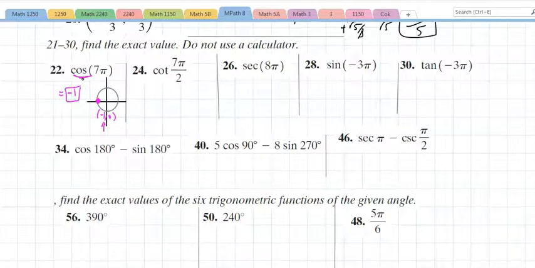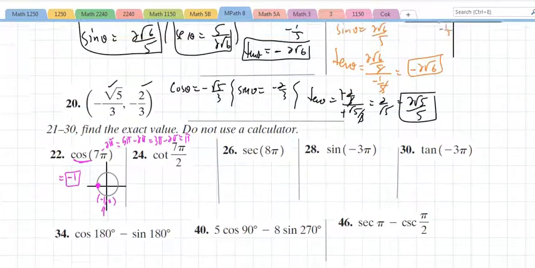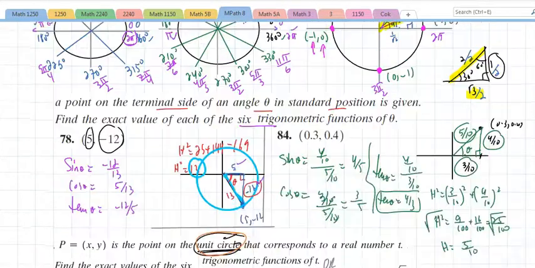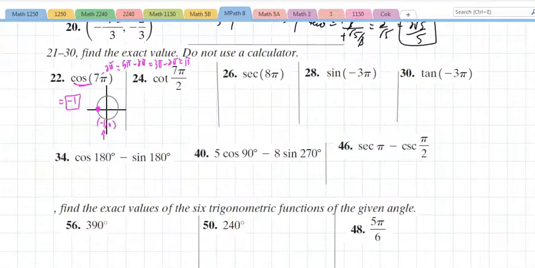Another way of doing this is for you to say, you know what? This is too big. I could add or subtract 2 pi to it. That's 5 pi. That's still too big. Take another 2 pi. That's 3 pi. That's still too big. Another 2 pi, that's pi. So, I can take any angle and fit it into one of these. Pi is right there. Cosine is negative 1. Sine is 0. And tangent is the sine over cosine. And that's how I'm going to do all of those.